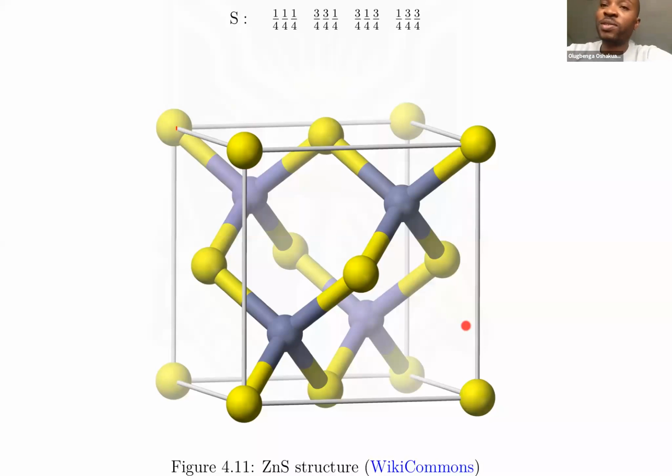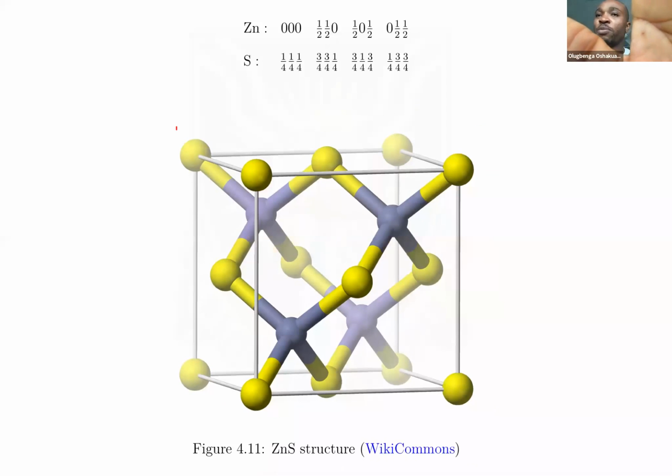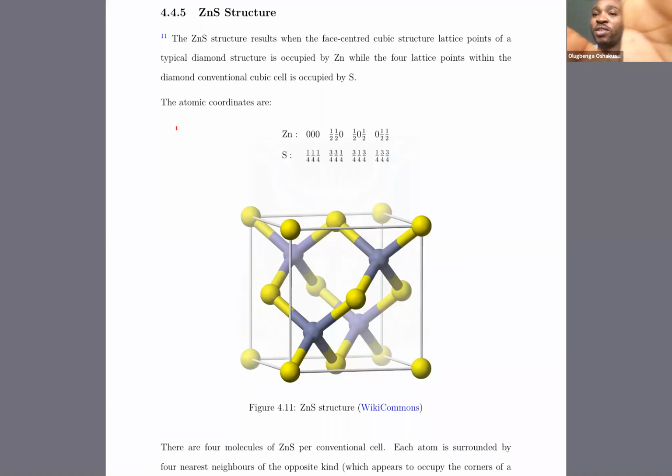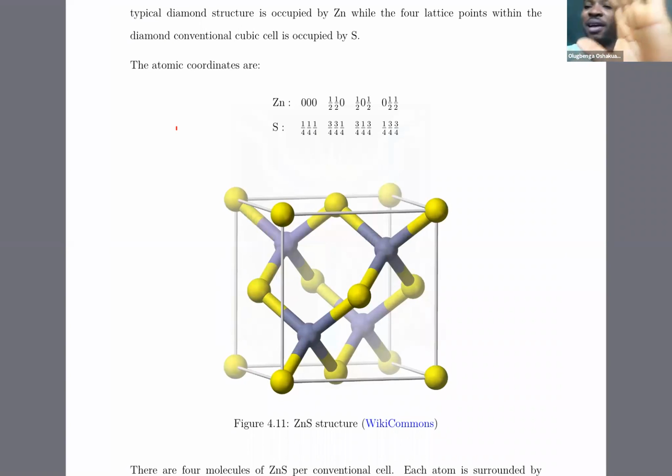When all the lattice points are having the same element, then we can say that we have diamond structure. That is the basic difference between diamond structure and zinc sulfide structure: in zinc sulfide structure, we have 4 zinc atoms and 4 sulfur atoms that make up the conventional cell.